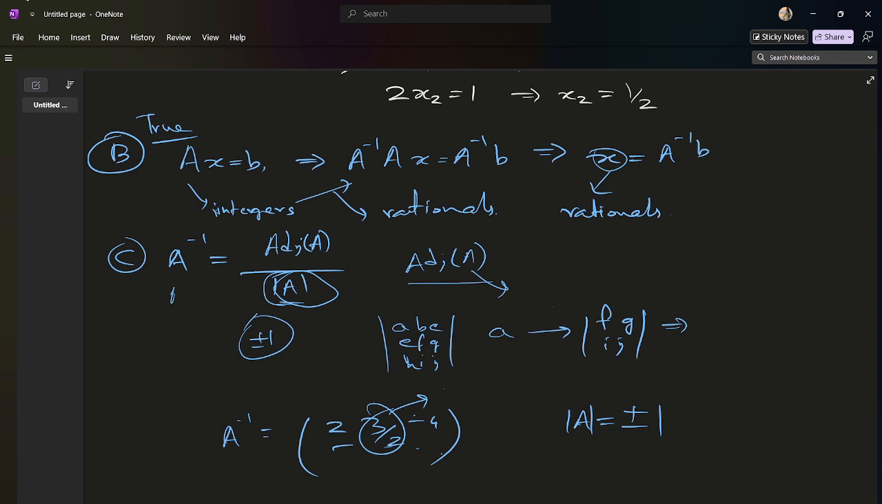So this is the necessary and sufficient condition for A inverse to have integer entries. Hope you understood.